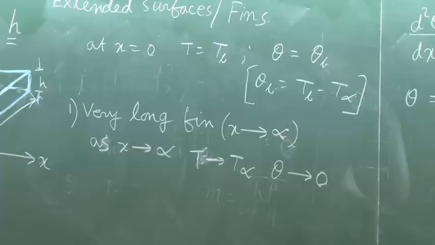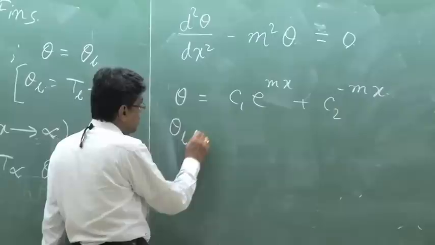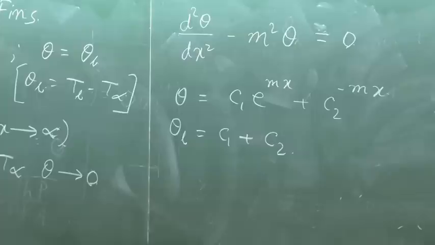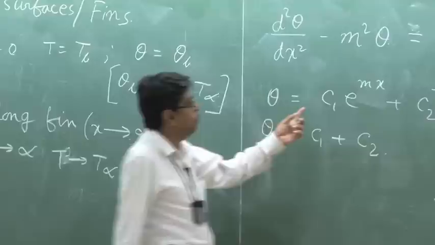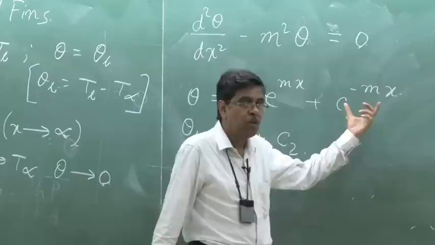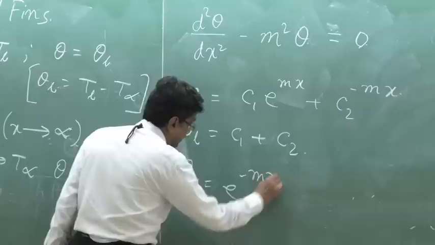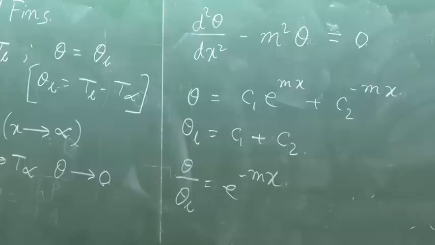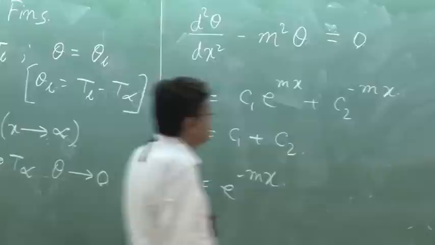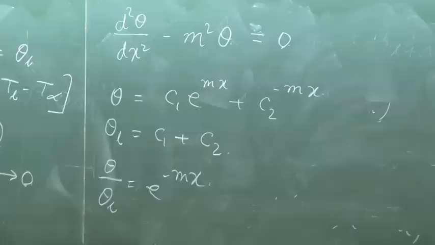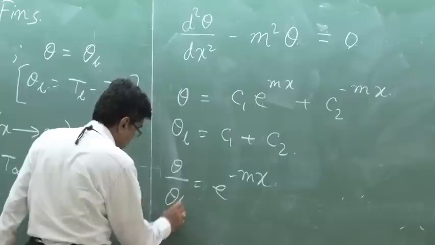This is the simple one. The first boundary condition gives theta B equals C1 plus C2. Now, if you consider a very long fin, automatically C1 is 0, because if you make x tend to infinity, this term vanishes, and if theta is 0, it means C1 is 0. That means the solution is theta by theta B equals e to the power minus mx. That means there is an exponential decay of temperature towards 0. Very simple. If you draw this graph, theta by theta B is e to the power minus mx; at x tends to infinity, theta tends to 0.